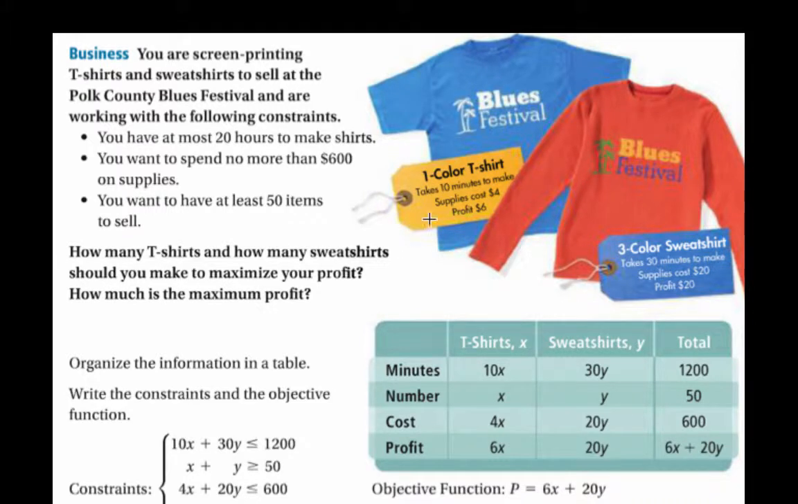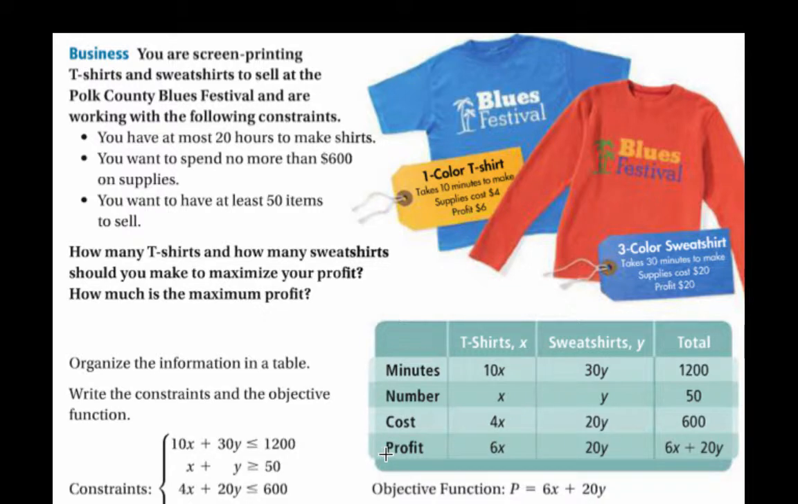So over here in this graphic, we are told one color t-shirt takes 10 minutes to make, supplies cost $4, and we make a $6 profit. Over here, we're told that a 3-color sweatshirt takes 30 minutes to make, supplies cost $20, and the profit is $20. So what they recommend is that we organize the information in a table because there's a lot of information here, okay? So we know that we have some variables here. We have minutes, we have number of shirts that we're making, we have the cost to make those, and then we have profit, okay?